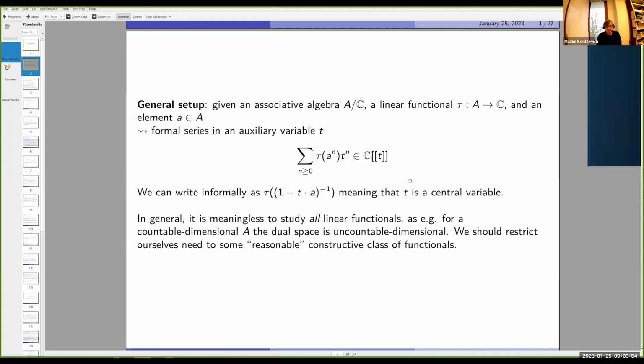And in general, there's really no sense to study all linear functionals. There are too many of them. For a countable dimensional algebra, we'll get a dual space of uncountable dimension. So we should restrict to some reasonable constructible class of functionals, which you can describe in finitely many words, and see what we get as a result.